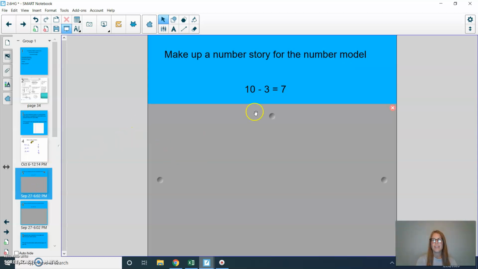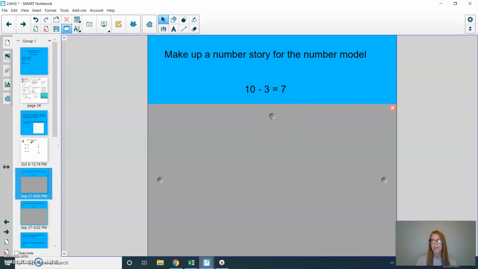Now today I'm going to give you a problem. I'm going to tell you that 10 minus 3 equals 7. Can you come up with a number story that fits this problem? Try writing down a number story and then press play when you're ready to hear my number story.